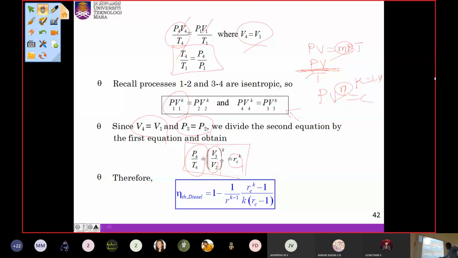Finally we can get the thermal efficiency of a diesel cycle as this: 1 minus 1 into rc power k minus 1, divided by k into rc minus 1. Just remember the formula for thermal efficiency of the diesel cycle as 1 minus 1 by r power k minus 1, where r stands for compression ratio, multiplied by rc power k minus 1 divided by k into rc minus 1, where rc stands for cutoff ratio. Just remember this formula for the thermal efficiency of the diesel cycle.